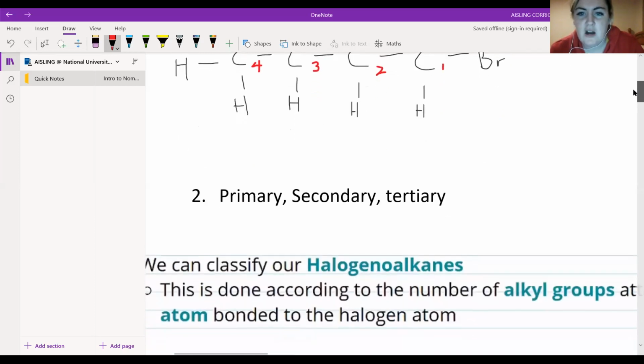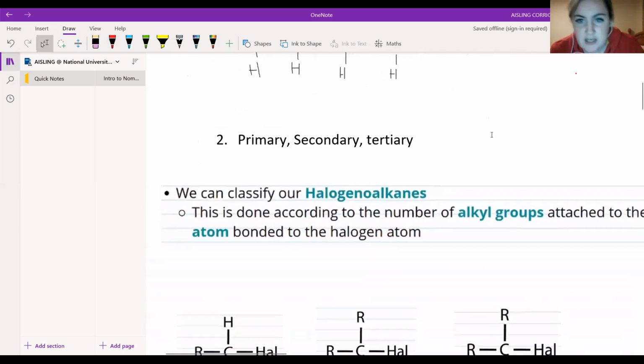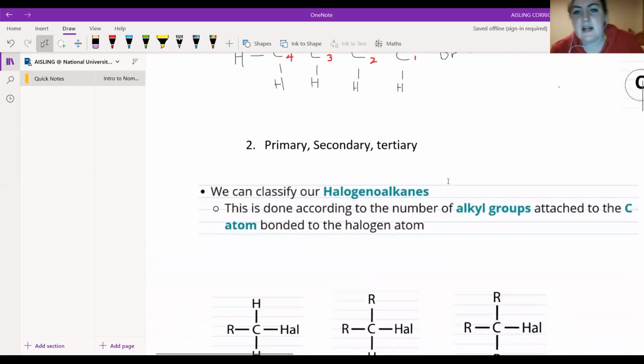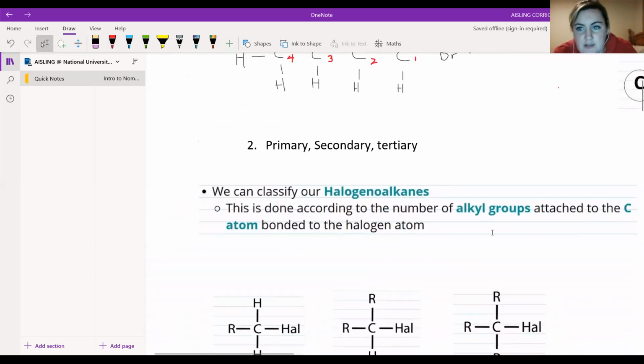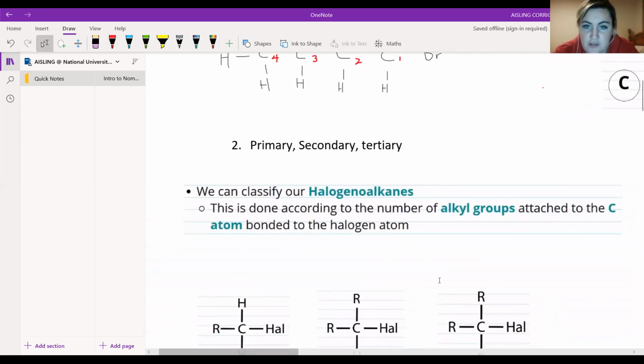So that's how you would number them and name them. Now, moving on, I want to classify these. We're going to look at the primary, secondary, and tertiary halogenalkanes. So what do we have here? We can classify our halogenalkanes. This is done according to the number of the alkyl groups attached to the carbon atom bonded to the halogen atom. So we're trying to look at the alkyl groups, which are always represented by our R.